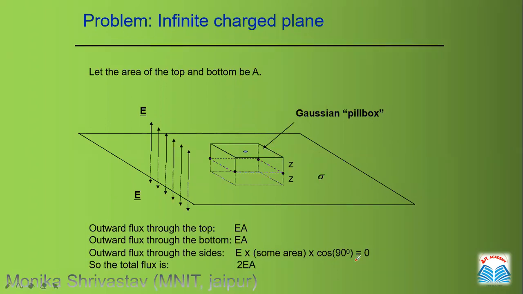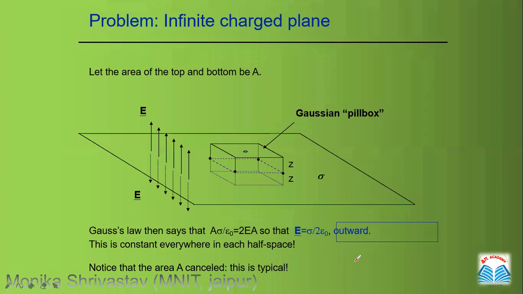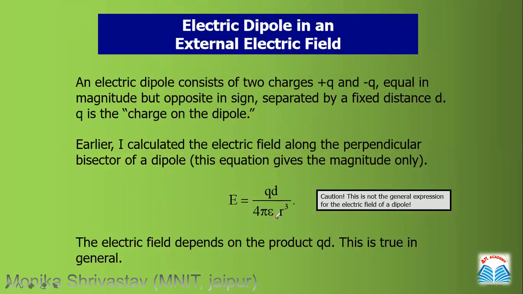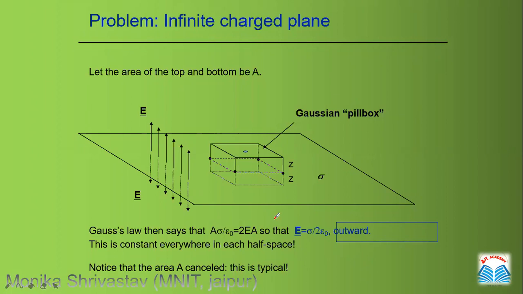What we will do? We will total all these fluxes, from the top, from the bottom, and from the sides, and we have the total flux 2EA. So now we will just apply Gauss law. A sigma upon epsilon naught is also flux, and 2EA is also flux. So by calculating this, we get E equals sigma over 2 epsilon naught. Okay, so this is for an infinite charge plane.